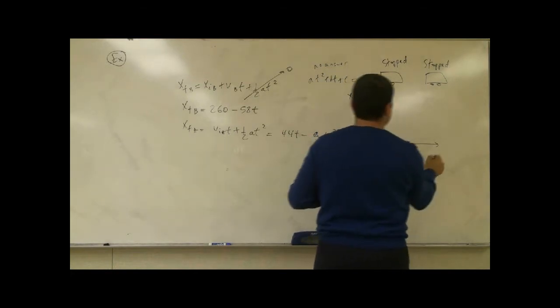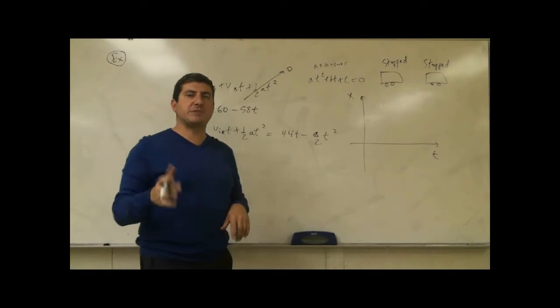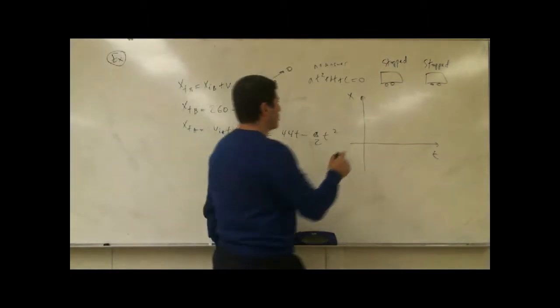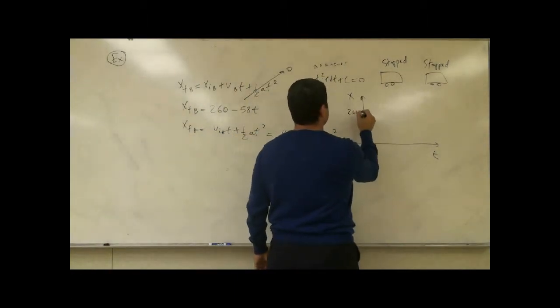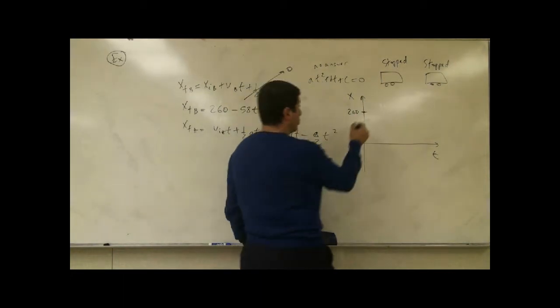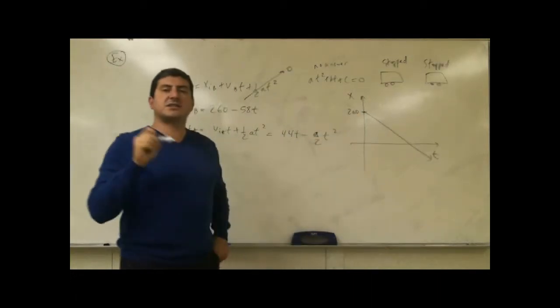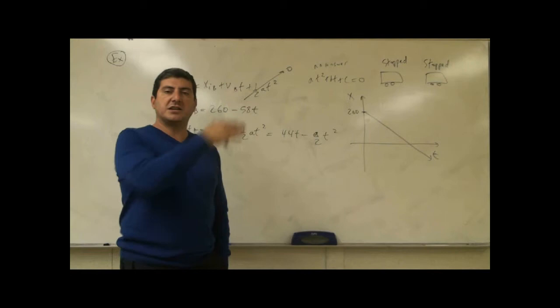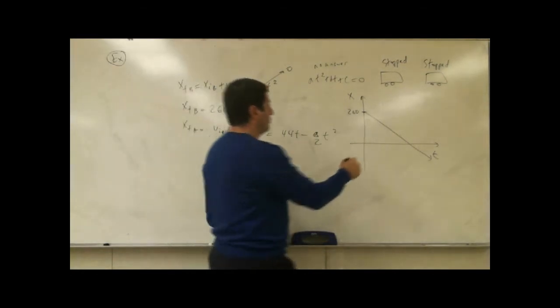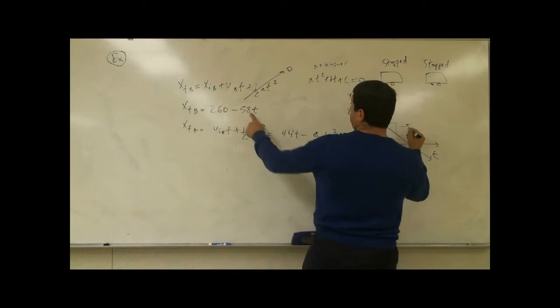Okay, this is X of T. What's the equation for the position of train B as a function of time? Train B is initially at 260, and then they're coming toward you, right? So it's a linear equation like that. Since they're not accelerating, it's a straight line. The slope of this line is what? Negative 58.